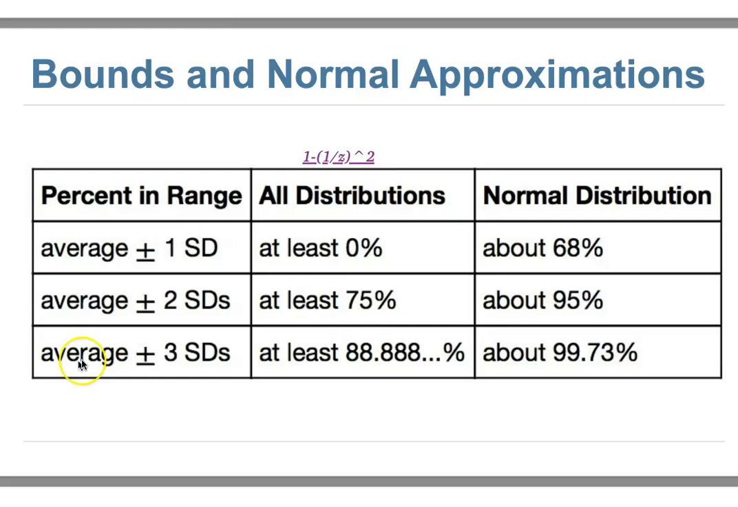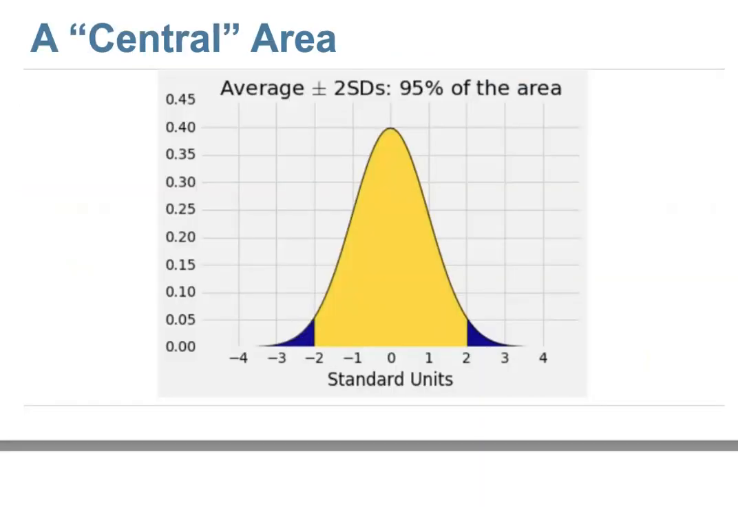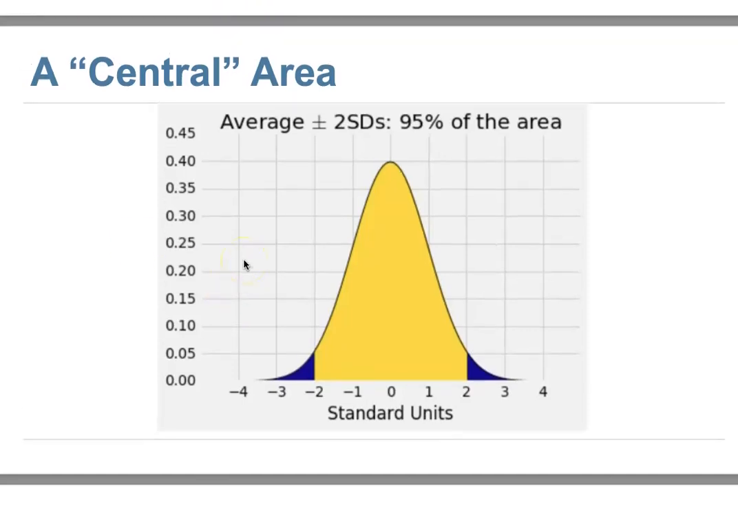But for the symmetric bell curve, the normal distribution, in the range of average plus or minus 3 standard deviations, it's almost everything, because that's 99.73%.